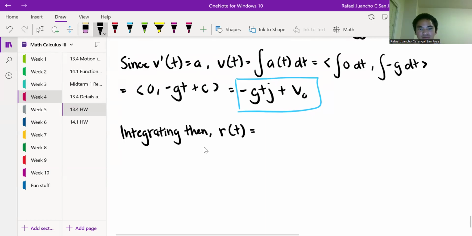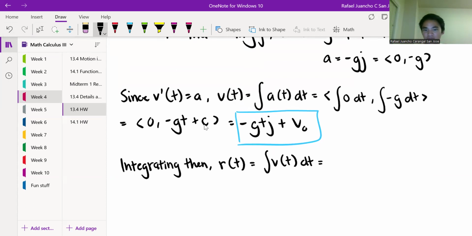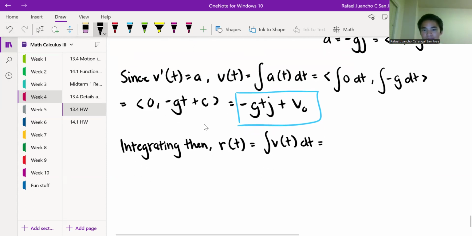Okay, let me actually complete my solution here. So I'm going to integrate my v of t dt. And so that means I integrate its components, right? So I integrate, well, my zero is just zero. Then I integrate this thing.